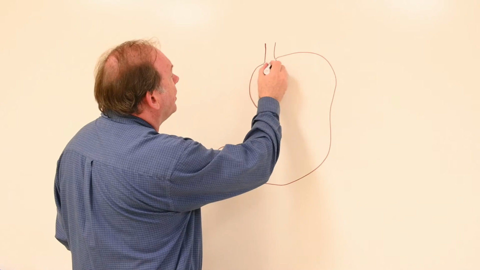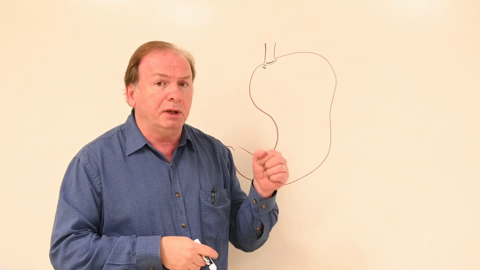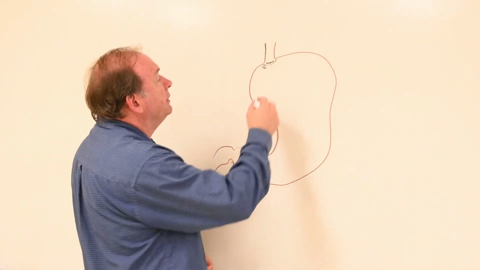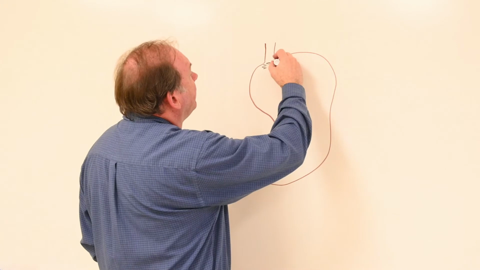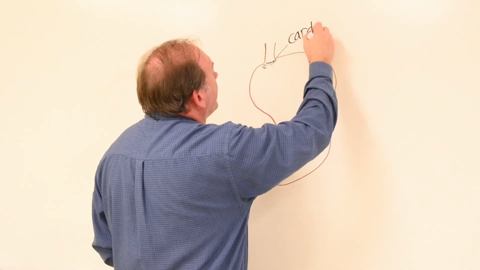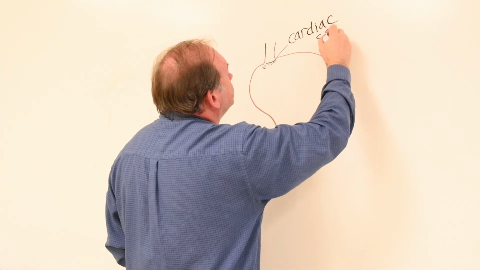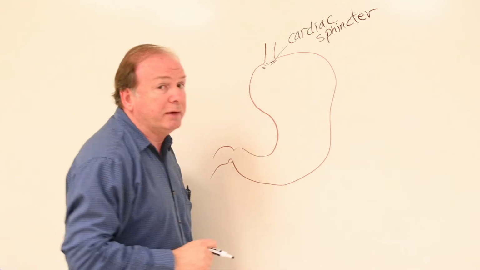We mentioned that right in through here we have a constrictor muscle, a sphincter muscle, at the top of the stomach between the esophagus and the stomach. This is usually referred to as the cardiac sphincter, between the esophagus and stomach.